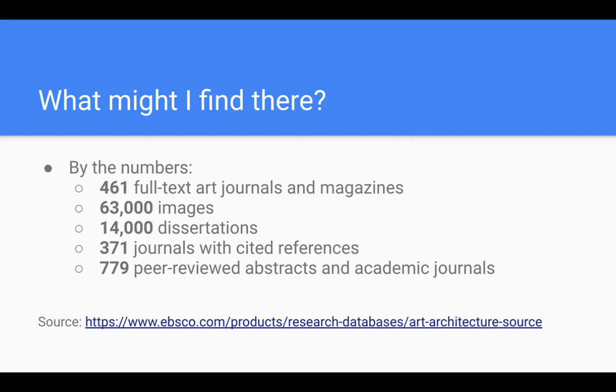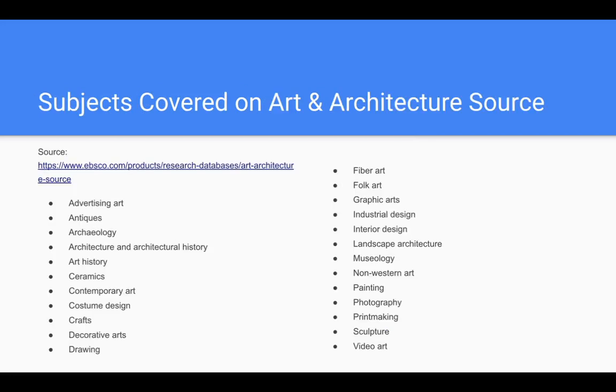Now you're probably thinking, that's a lot of numbers, that's very overwhelming. It's great that they have a ton of stuff, but I don't know specifically what kinds of topics they cover. These numbers are great, but they don't really mean anything to me. So this next slide is your non-exhaustive list of subjects covered on Art and Architecture Source. Just take a minute and look at how many different topics, mediums, and movements you will find information on in this particular database.